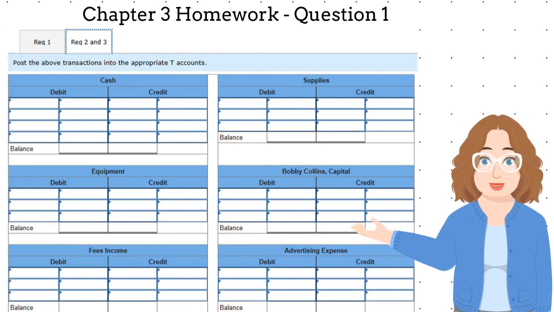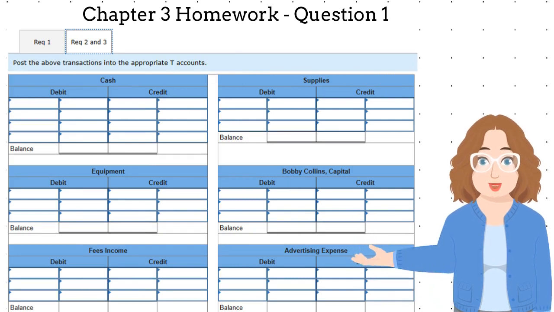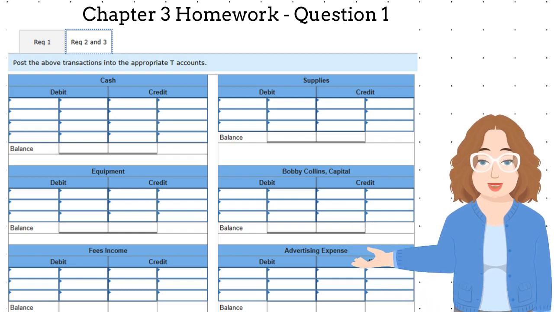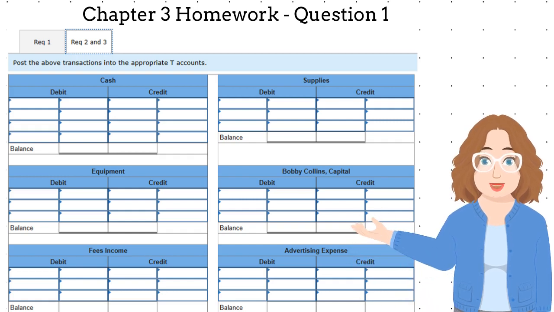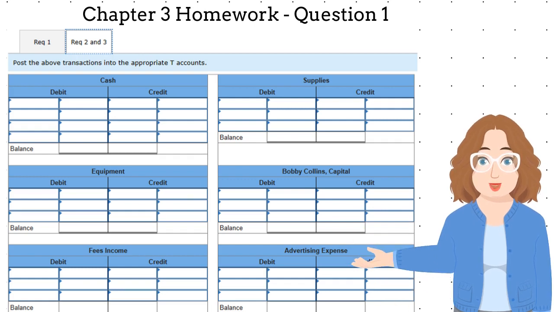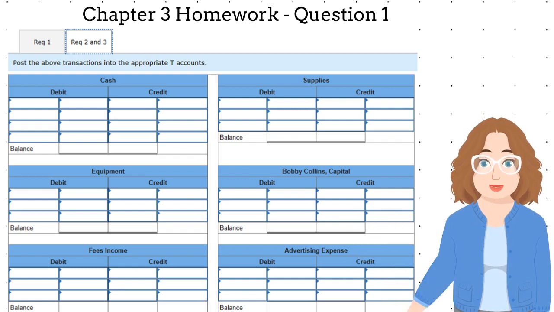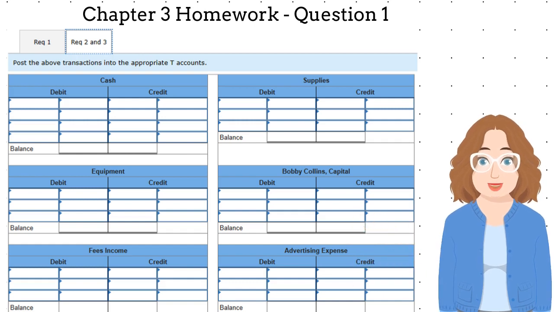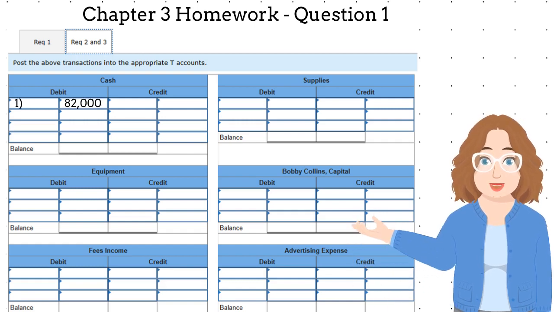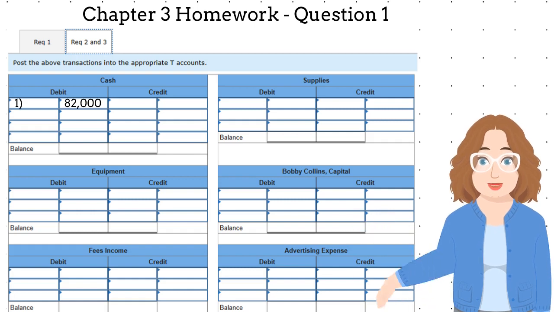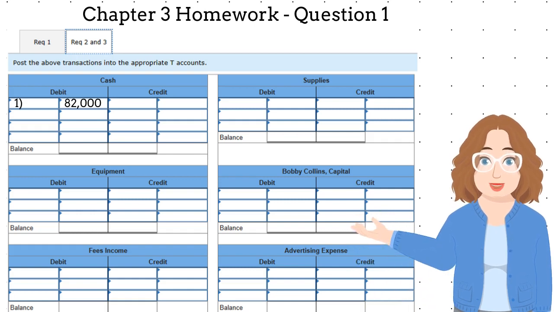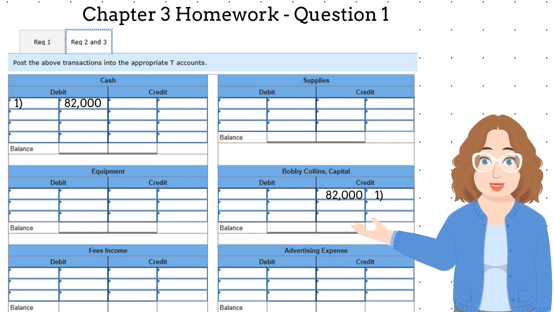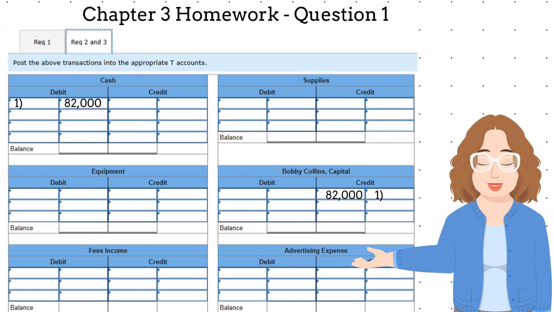For the second and third part of question 1, we need to enter the transactions into the T accounts. So, let's look again at the first transaction. For that first transaction, we debited cash and we credited the capital. So, let's debit the cash account by writing the transaction number 1 into the first column and then the amount in the second column. Next, we will move on to the capital account and write the credit transaction into that account by writing the amount of $82,000 into the third column and the transaction number into the last column.